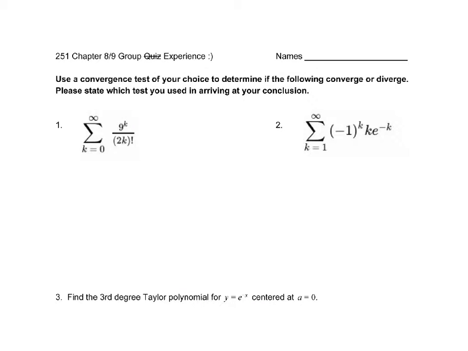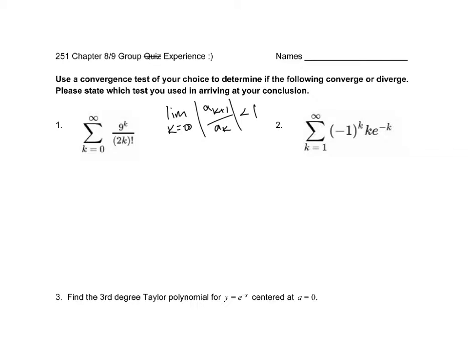All right, we're going to go over the quiz. First two questions, we're trying to figure out convergence, and there's a bunch of tests. But the go-to test, if we can use it, is the ratio test. And the ratio test says that if the limit as k approaches infinity of the absolute value of consecutive terms is less than 1, it converges. If it's equal to 1, it's inconclusive. And if it's greater than 1, it diverges.